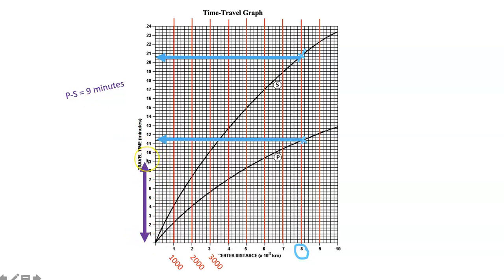Now you can do this with a piece of paper on your lab. And then we're going to slowly move the arrow across the graph, keeping the bottom of the arrow on the P wave until the top of the arrow is at the S wave, right here. And once we get to the right place, we know the P and S wave are now separated by 9 minutes. And then we drop down and say, oh, we must be 8,000 kilometers from the epicenter. So that's really the way this works.